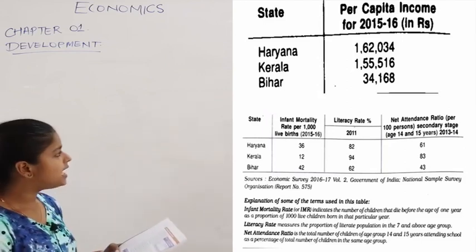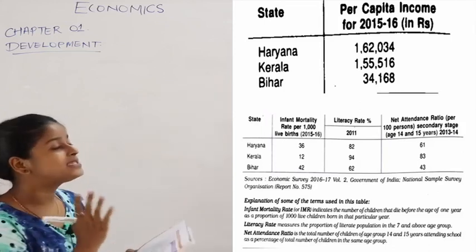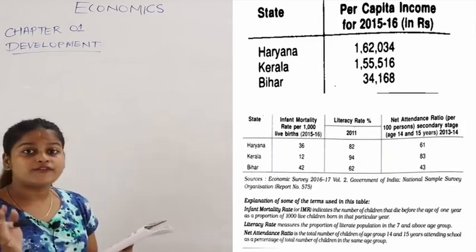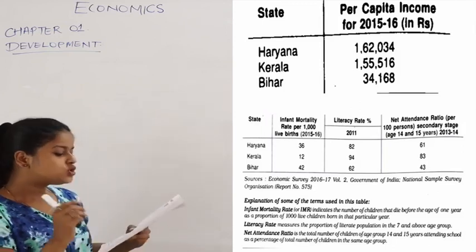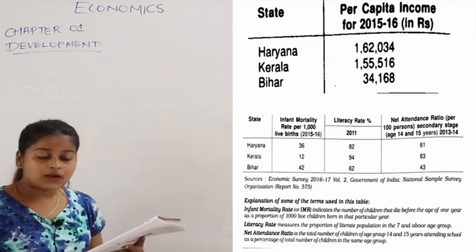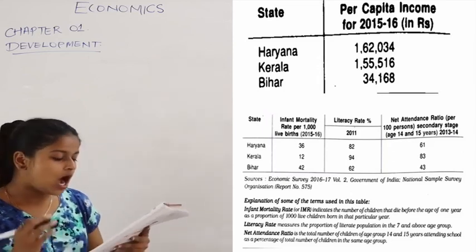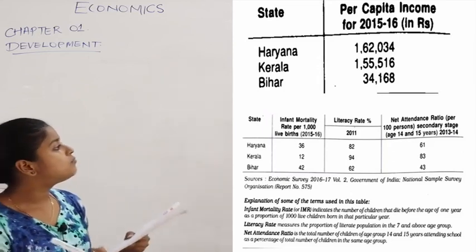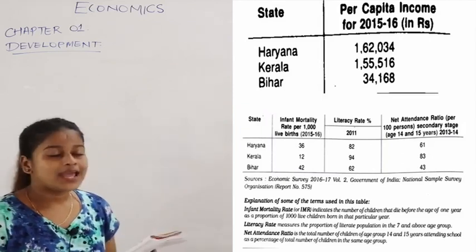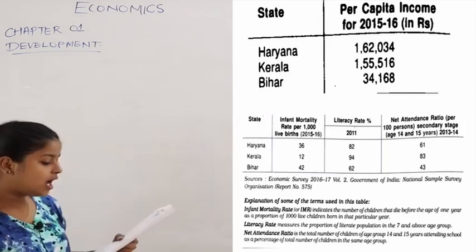Okay, this means that on average, a person in Haryana earns up to 1,62,000, whereas a person in Bihar earns up to 34,000. So if per capita income were used to measure development, Haryana would be considered the most developed in comparison with the other three, and Bihar would not be considered as developed as Haryana.